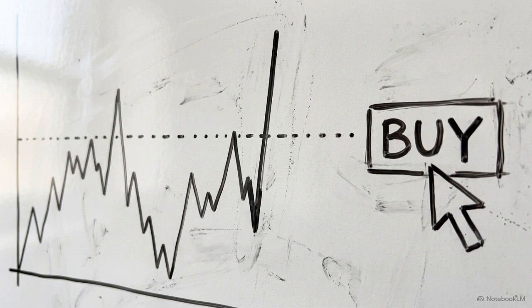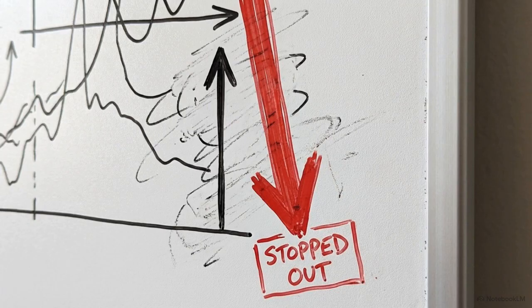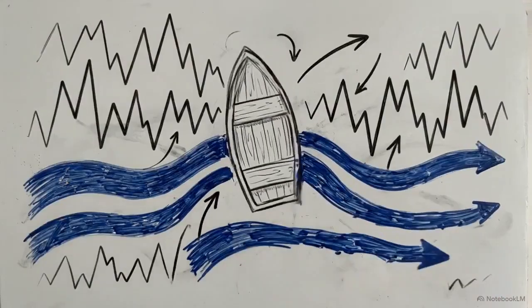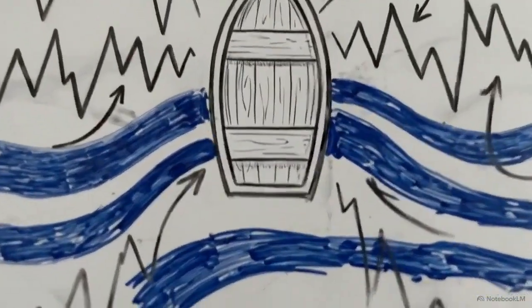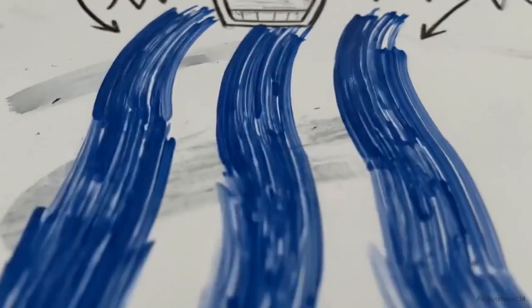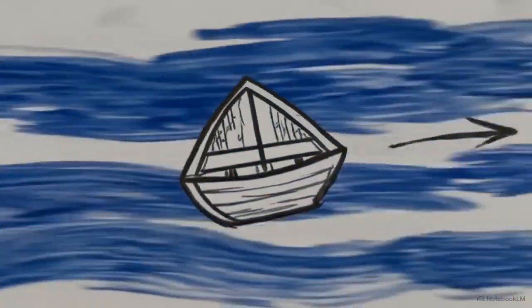You find a setup that looks perfect. The technicals align, the candlestick breaks out, and you click buy. Almost immediately, the price reverses and stops you out. The trade failed because you were looking at the surface waves, completely blind to the massive river current flowing in the exact opposite direction underneath.